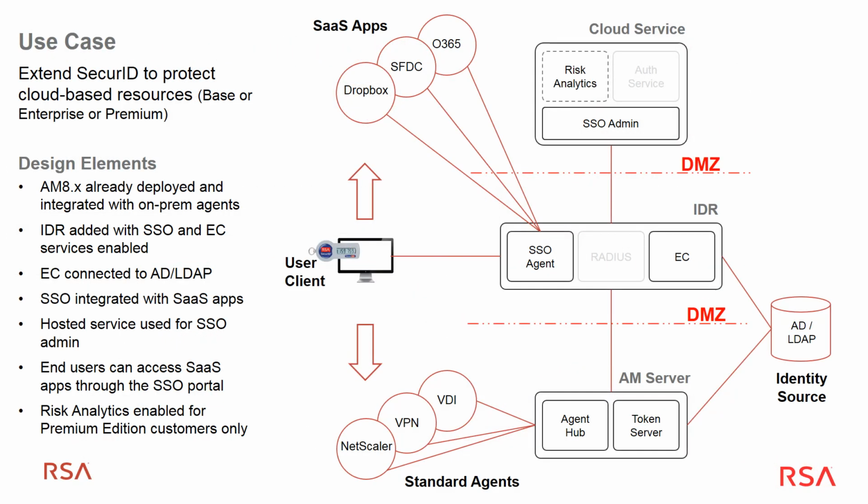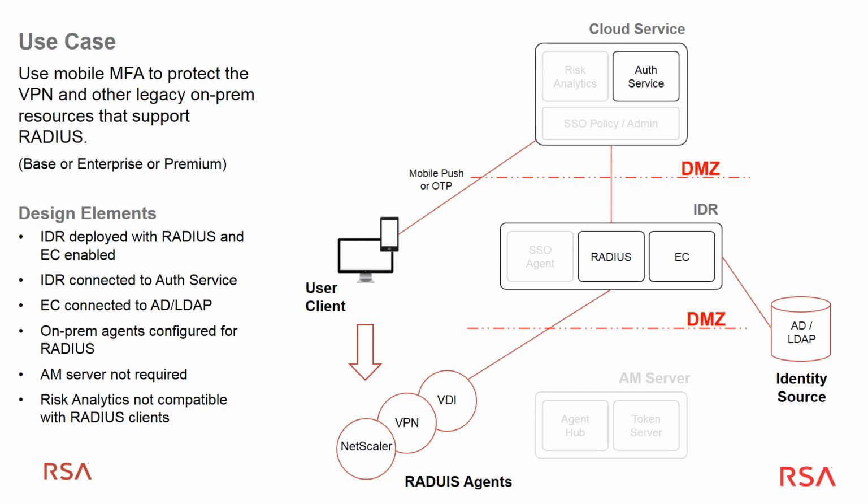So let's go into a few different use cases that you can leverage it in. So you just want to extend your SecurID to protect cloud-based resources. You can do that by just adding the IDR in your DMZ and then connecting it to your SAML-based applications and having that integration, and continue to have your authentication manager protecting your on-premises applications, right?